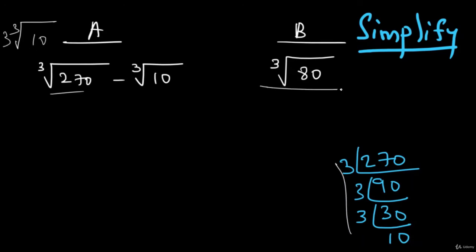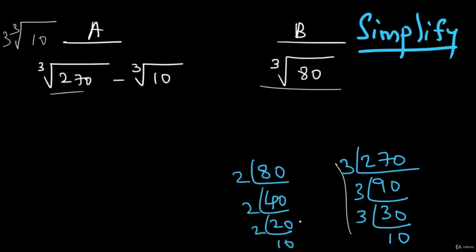Now let's prime factorize cube root of 80. I take out 2, I get 40. I take out 2, I get 20. Again, I take out 2, I get 10, right? Now 10 is 2 into 5. Now I can write cube root of 80 as 2 into cube root of 10, right? Because I have 3 2's, so I can take 1 out.